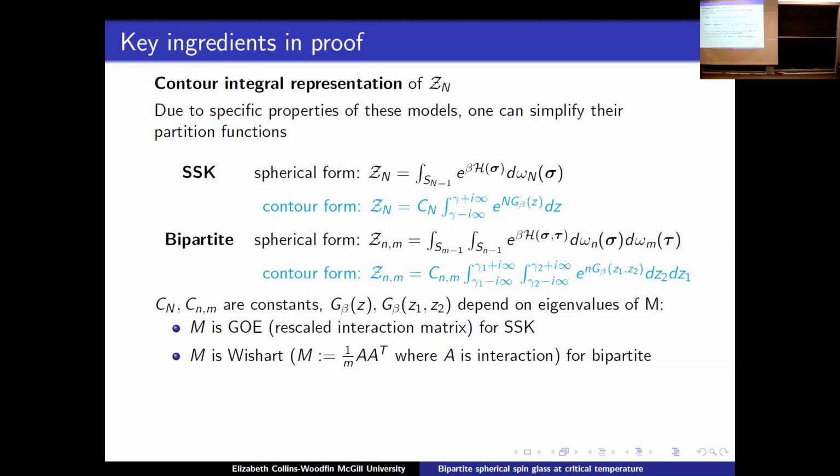And so A was our rectangular interaction matrix. So that was just a rectangular matrix with IID entries. And then we take that one times its transpose, multiplying in the direction that gives us a smaller dimension. And that's our Wishart matrix. So the integral depends on the eigenvalues of that matrix.